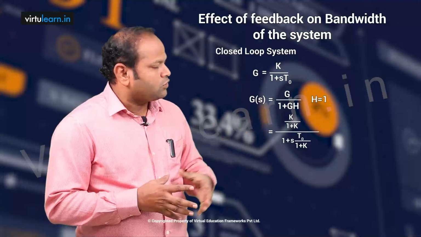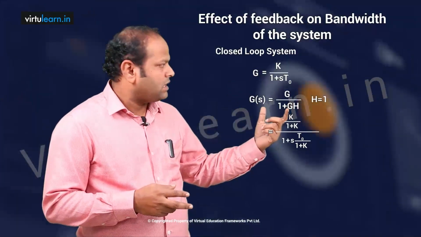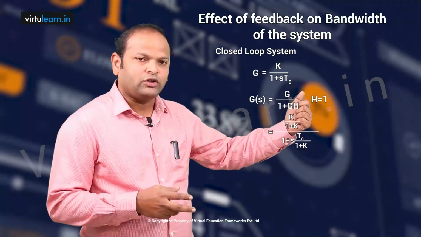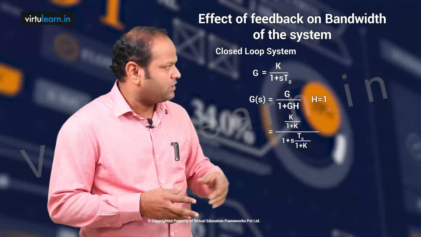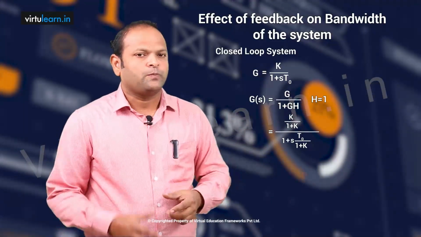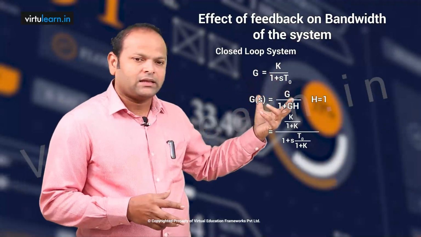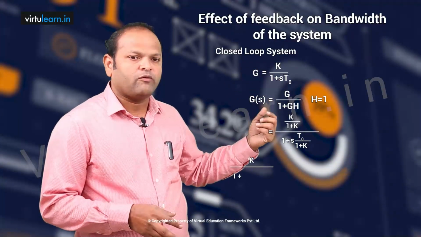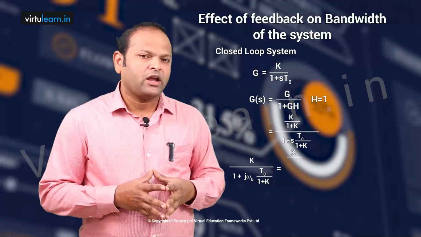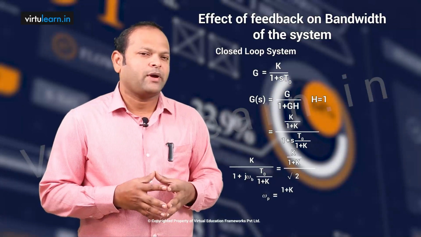Before that, substitute s equal to j omega. Then I write the magnitude like this, and when omega is omega b, the gain should be 1 by root 2 times the maximum. Therefore the gain is K by 1 plus K, whole divided by root 2. Then if you equate these two, we get that omega b is going to be 1 plus K by T naught. So for the non-feedback system, omega b is 1 by T naught. For the feedback system, omega b is 1 plus K by T naught.